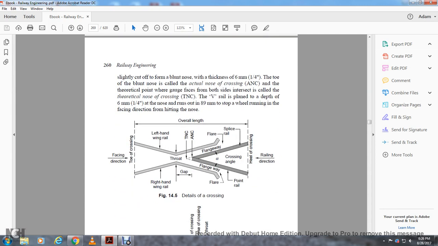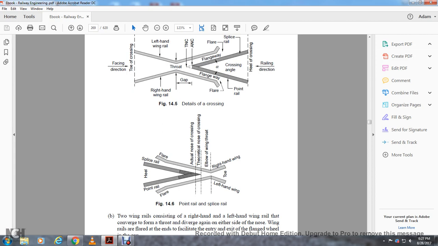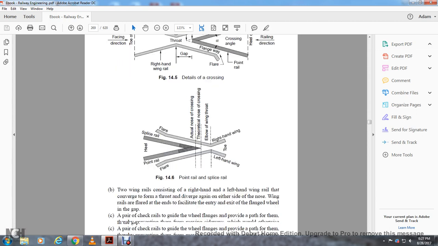Details of the crossing: face of the crossing, toe of the crossing, left hand and right hand wing rail, throat, gap, the theoretical nose of the crossing and actual nose of the crossing, flangeway, flare, splice rail, point rail, crossing angle, heel of the crossing, and overall length of the crossing. Figure 14.6: point rail and splice rail, heel, flare, right hand wing, left hand wing, actual nose of the crossing, throat, theoretical nose of the crossing, elbow, wing.